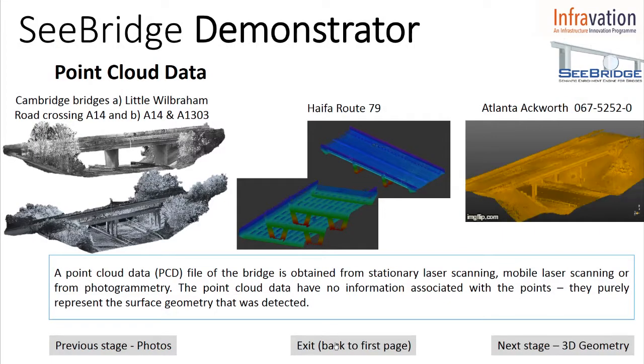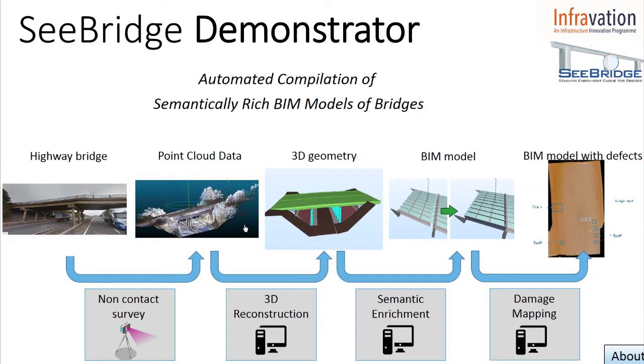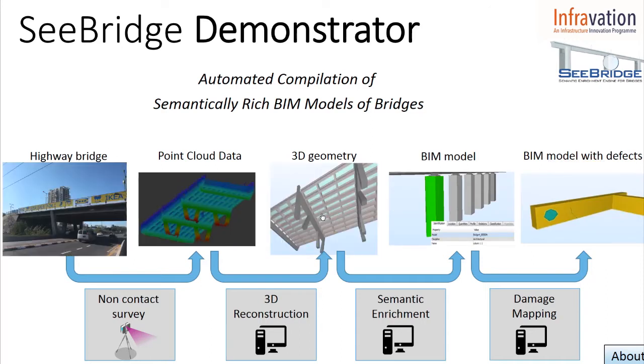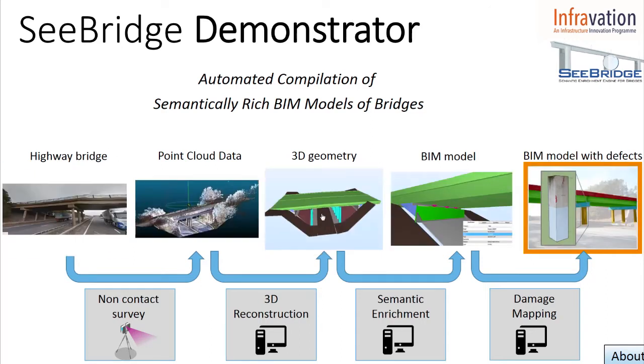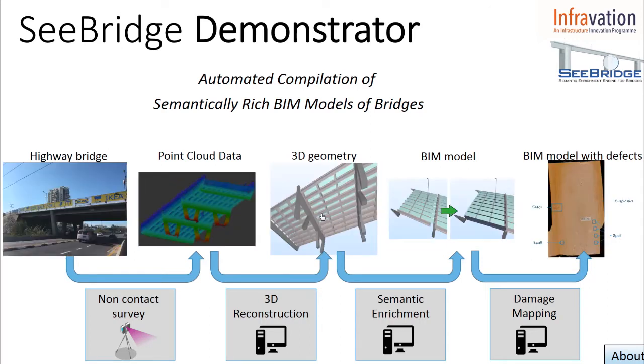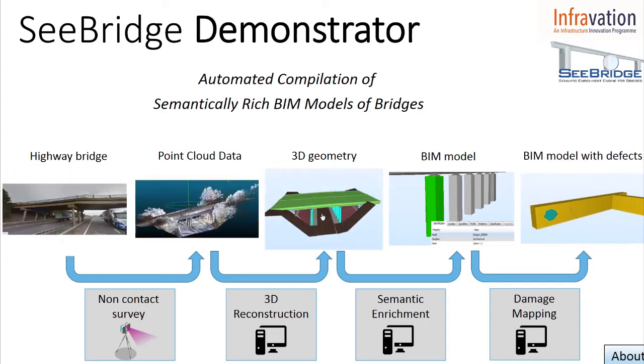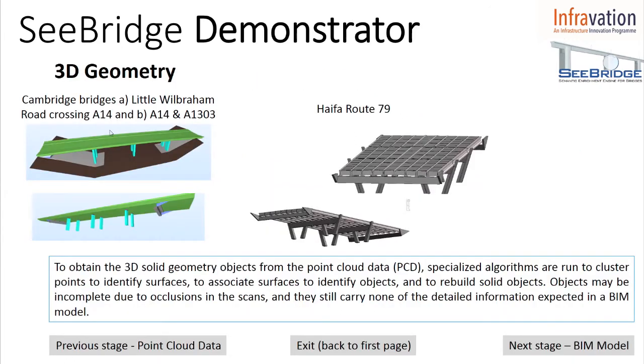So after we got the point cloud, we're using specialized algorithms to cluster points and identify surfaces, and then we associate surfaces together to identify objects and rebuild solid objects. Now, as I mentioned in the point cloud part, objects might be incomplete due to occlusions that we will see in a minute. So this part is purely geometry generated from the point cloud. We don't have any information on the objects.